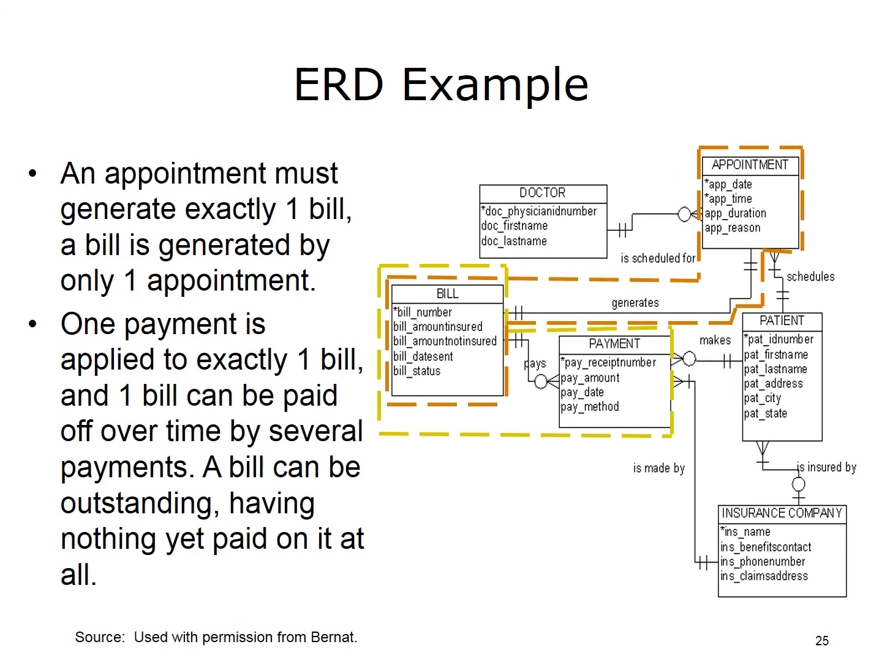In the orange box on the slide, you see that an appointment must generate exactly one bill, and a bill is generated by only one appointment. In the yellow box on the slide, you see that one payment is applied to exactly one bill, and one bill can be paid off over time by several payments. A bill can be outstanding and have nothing yet paid on it at all.